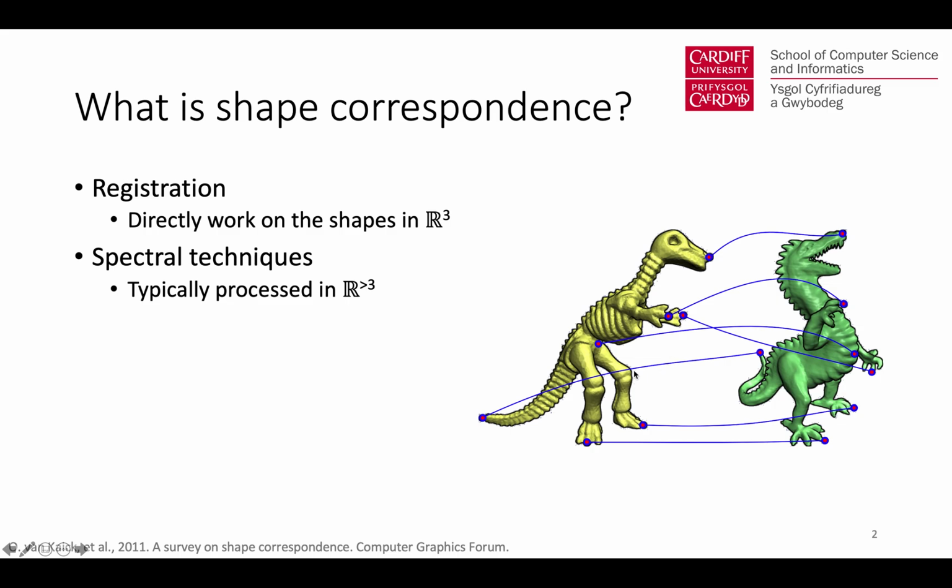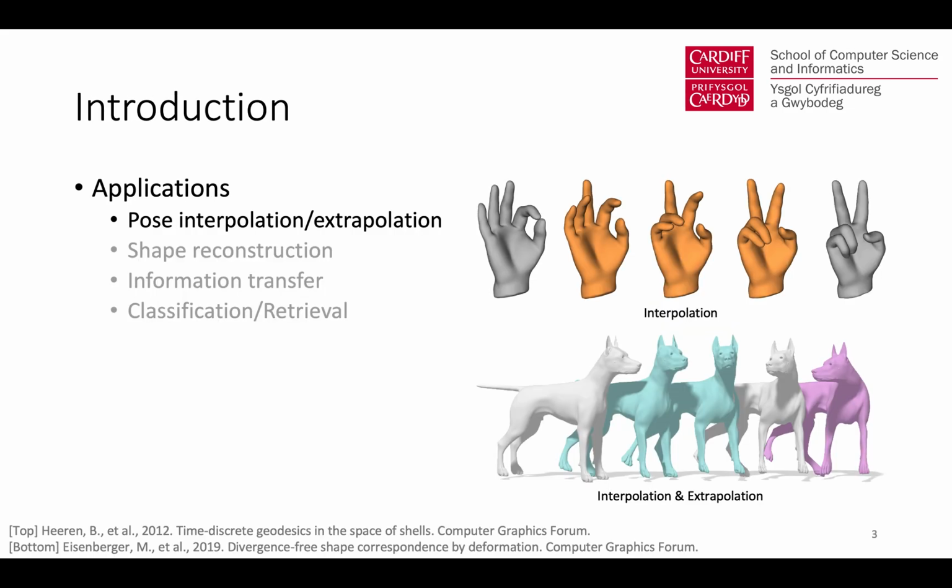There are two main types of methods: registration methods, which directly work on the shapes in R3, and spectral techniques, which are typically processed in a high-dimensional feature space. Shape correspondence has many applications. For example, given two shapes with known correspondences, we can interpolate or extrapolate between these shapes to get additional shapes.